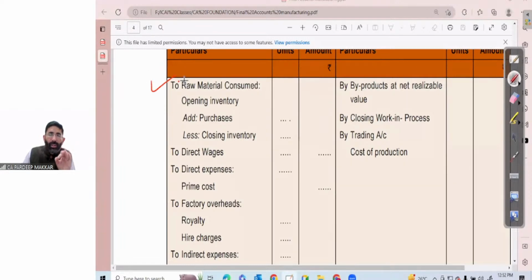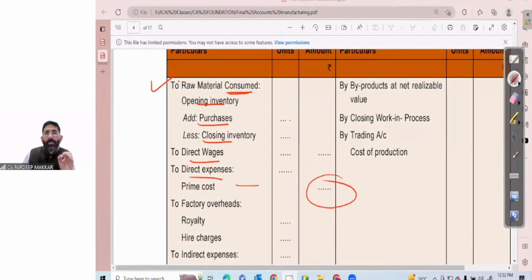But we have to enter raw material consumed by way of entering opening plus purchase of raw material minus closing stock of raw material. Add the purchase to the opening, subtract the closing stock of raw material, and then that figure will come. Then direct expenses are to be entered.